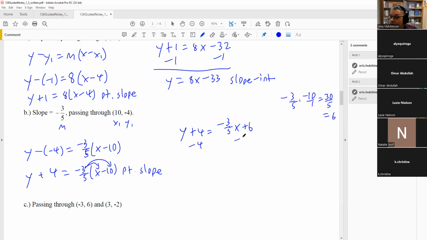Next, I'm going to subtract the 4 from both sides. Y equals -3/5 x, and then 6 minus 4 is 2. This is going to be the slope-intercept form on that one. That's the two answers.